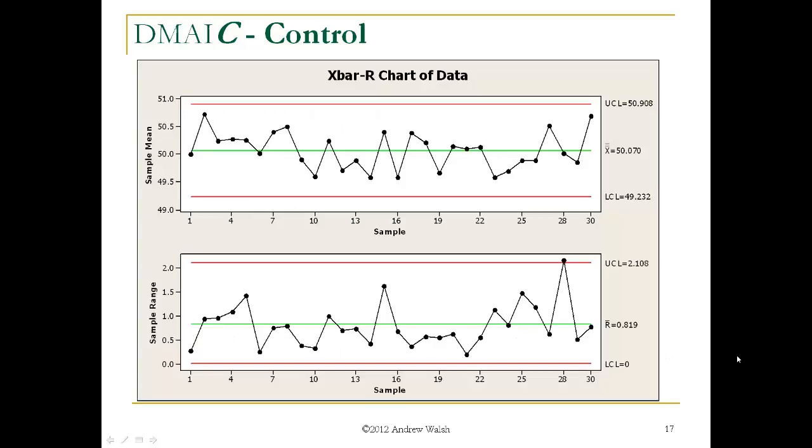And here we see the 90 data points, or 30 in 30 groups, plotted in an X bar, the averages, and also as a range. The data above on the X bar seems to be moving normally about the center line, the green line there, nothing unusual going on. And that would be expected because it was generated from normally distributed data.